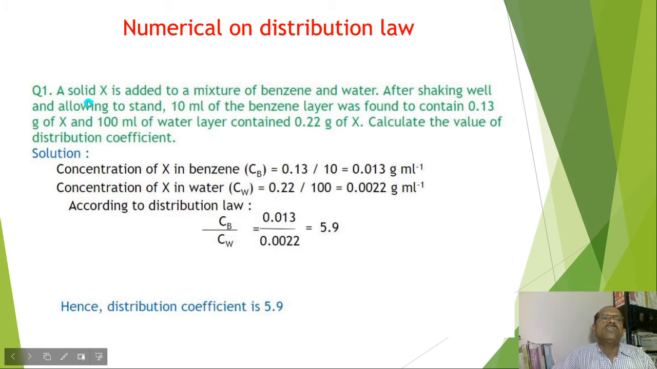A solid X is added to a mixture of benzene and water. After shaking well and allowing to stand, 10 ml of benzene layer was found to contain 0.13 gram of X and 100 ml of water layer contained 0.22 gram of X. Calculate the value of distribution coefficient. What information is the problem giving us?